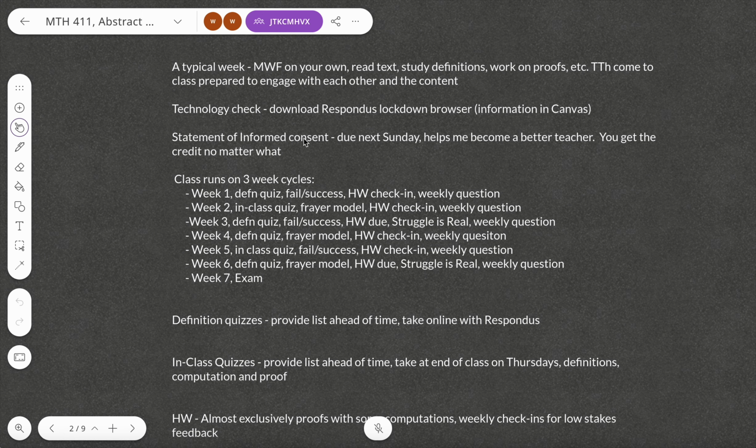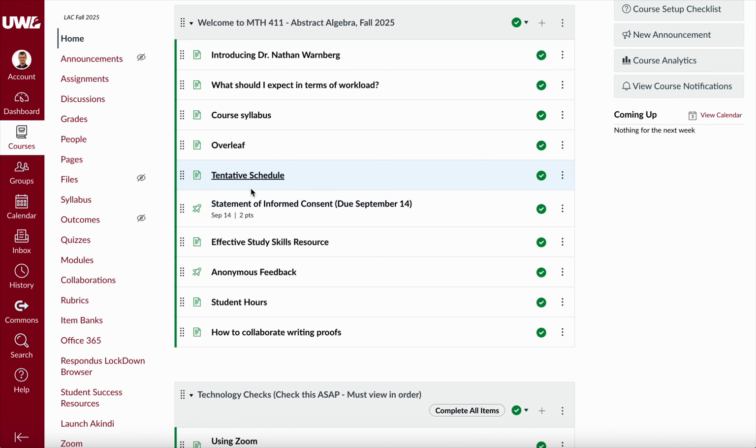Oh yeah, statement of informed consent right here. This allows me to write papers about teaching and then to use your work and your quizzes and things like that in order to communicate with other math educators, things that work and things that don't work. I'm never going to include any of your personal information in the data, right?